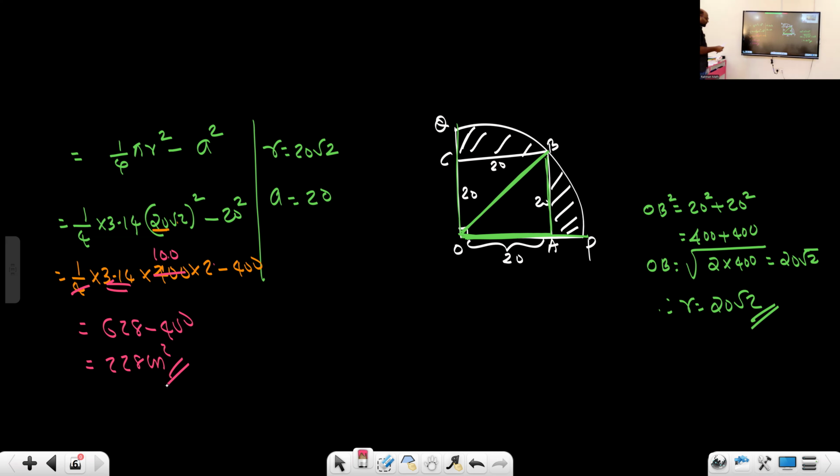Figure number 9, question number 15. ABC is a right angle triangle at A. Semicircles are drawn. How to draw the diagram, I'll tell you.